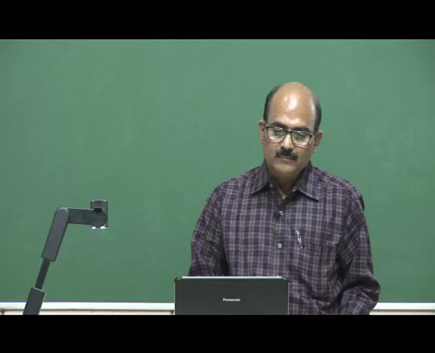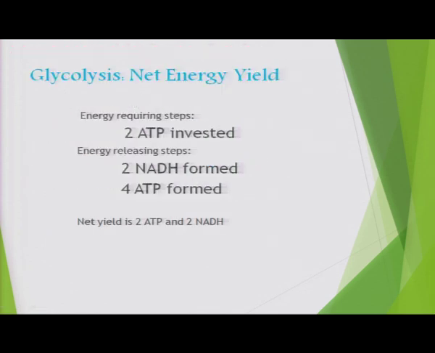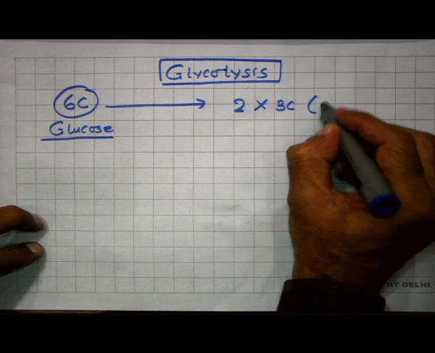There are various types of processes in respiration, that is glycolysis, Krebs cycle, electron transport chain and oxidative phosphorylation. Glycolysis, as we have said, is the first step of respiration. This glycolysis helps in the conversion of glucose molecule into pyruvic acid. Glycolysis is the process by which a 6 carbon compound, that is glucose, a type of carbohydrate, is converted into 2 molecules of a 3 carbon compound, that is pyruvic acid.